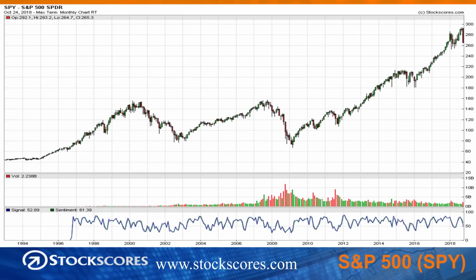All right, final time frame, and that is the monthly chart. This chart goes back to 1993, and you can see that the weakness that we have had in the month of October really stands out relative to other weakness. It's very uncommon to get such a strong selling month relative to its trend.